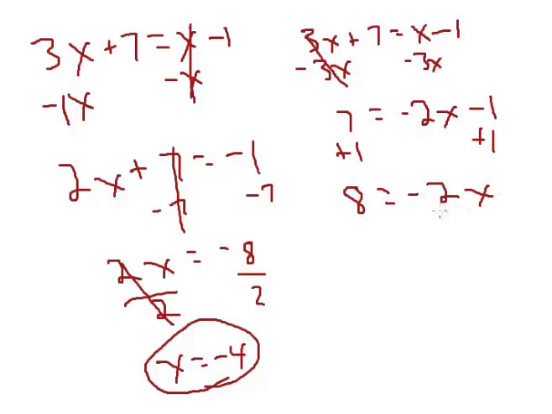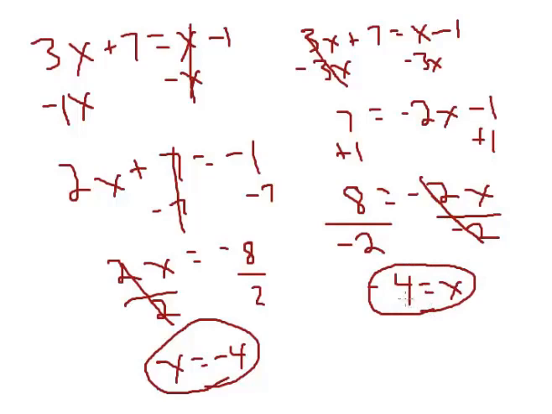Again, it doesn't matter which side the x is on, we just need to get the x by itself. So we divide by negative 2. Remember, you can't just divide by 2, because then you have negative x. You want x. So negative 2 divided by negative 2 cancels, and you have 8 divided by negative 2, which is negative 4 equals x, and of course that is the same answer. If we wanted to check it, just to make sure we have the correct answer, remember we have 3x plus 7 equals x minus 1.